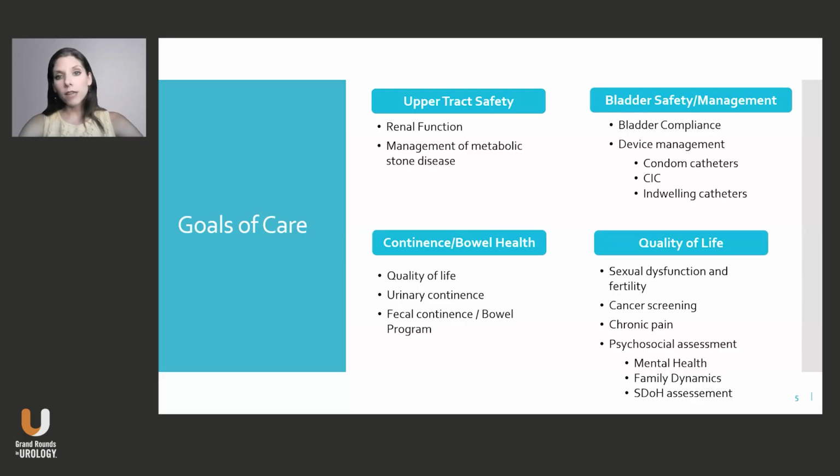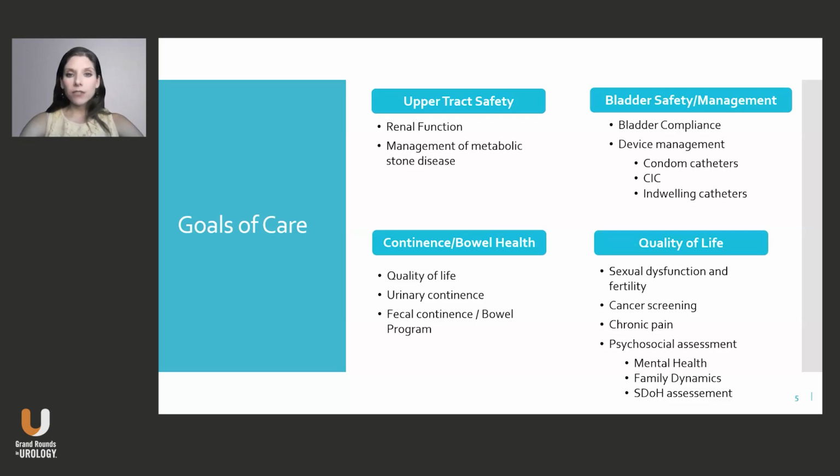And then other quality of life factors such as their sexual dysfunction and fertility, cancer screening, chronic pain, and a psychosocial assessment. A lot of these patients are disproportionately affected by social determinants of health, education, proximity to care, financial constraints. Mental health and family dynamics can really affect goals of care and our ability to adhere to guideline-based therapy for them. So it's important to really assess this and make sure that we're treating the whole patient.